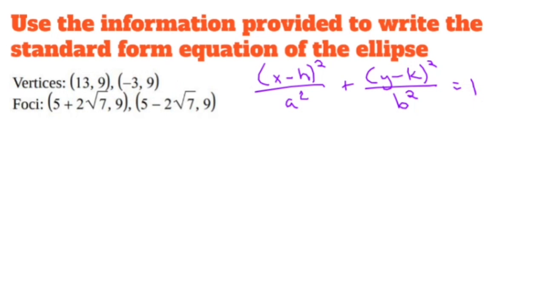My center is h, k. I don't have a center here, so I can't really start with that. So let's go to vertices. Vertices are given to us by h plus or minus a, and k. So that at least gives me a k of 9. Okay. Do I have an a? No. But this is what I also know.